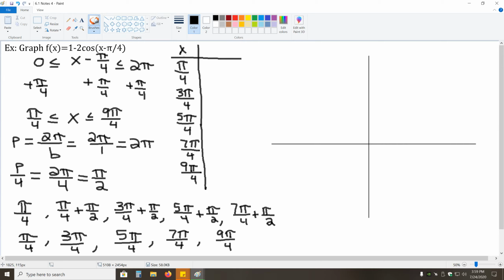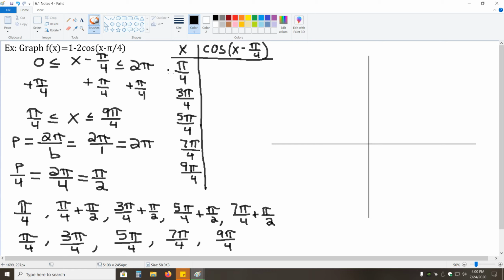These are our x values, and remember, we're going to be plugging them into cosine of x minus pi over 4. Now, the beautiful thing about this method is we don't actually have to plug these in. These values are the new quadrantal angles. Meaning, remember when we initially plugged these values in for cosine, we would pick 0, pi over 2, pi, 3 pi over 2, and 2 pi.